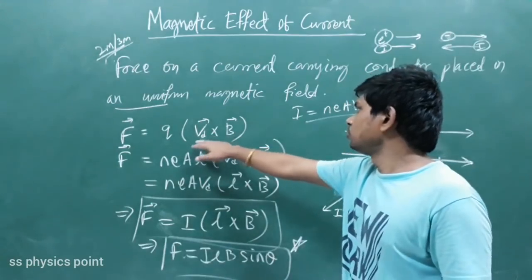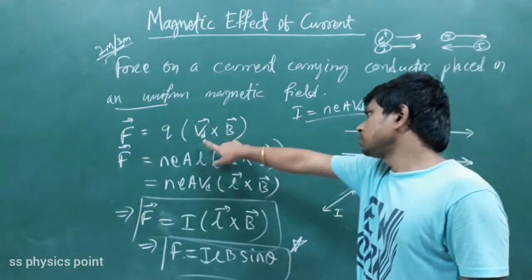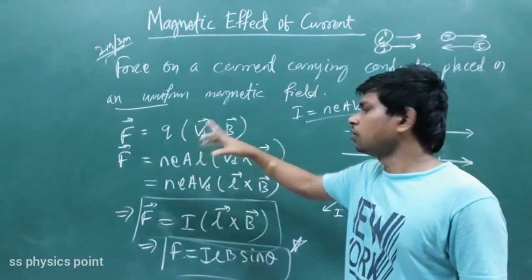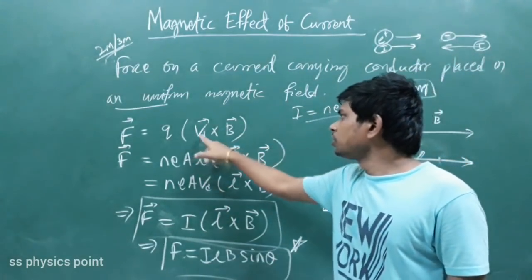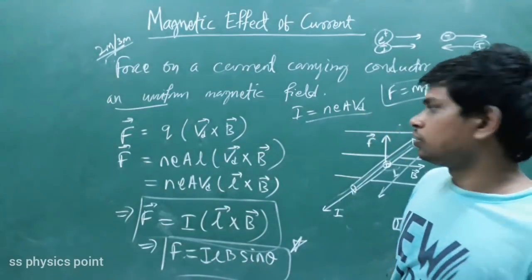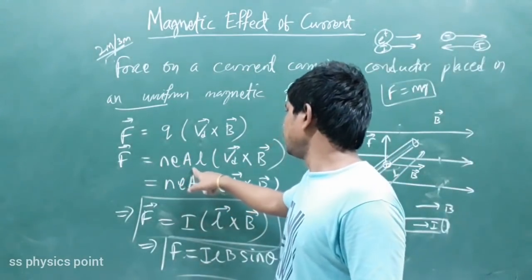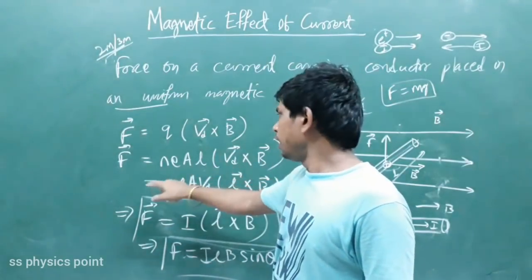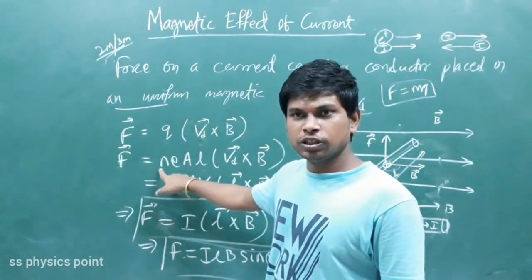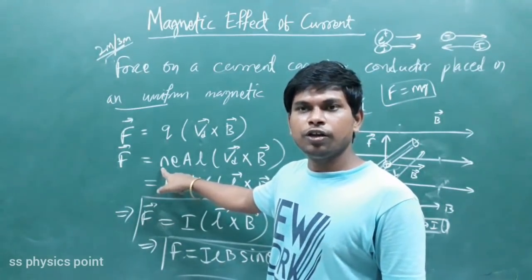Force equals to Q into V cross B. V is velocity, we know that one. Here as a number of charged particles is moving in a conductor, so we take V as drift velocity. So Q equals to NALe VD into B. How does it come? Total charge. Let n, remember this n is the number of charge per unit volume.